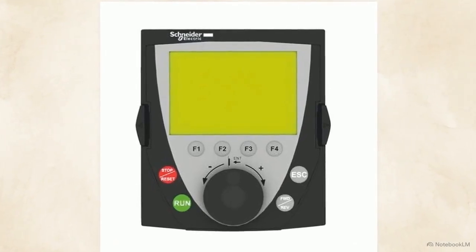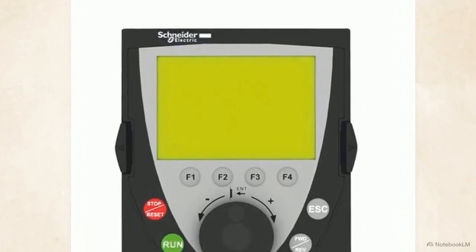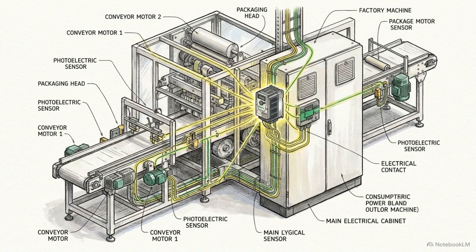Navigating complex parameters is faster if you upgrade your hardware. Using a graphic display terminal gives you clear, multi-line access to the full menu paths. Utilizing the full configuration architecture establishes the ATV320 as the primary logic center for the entire machine's operation.